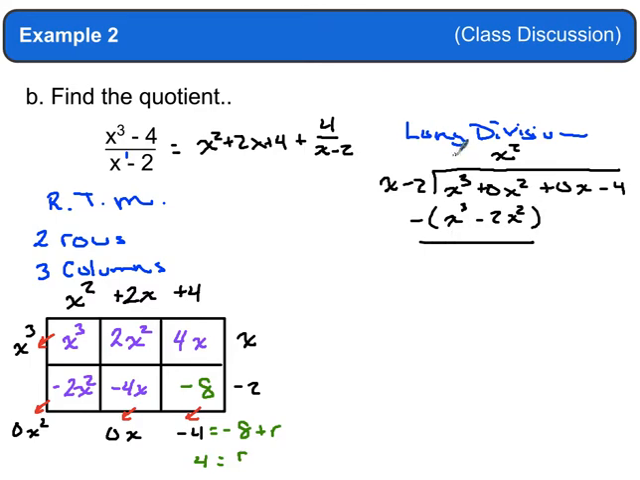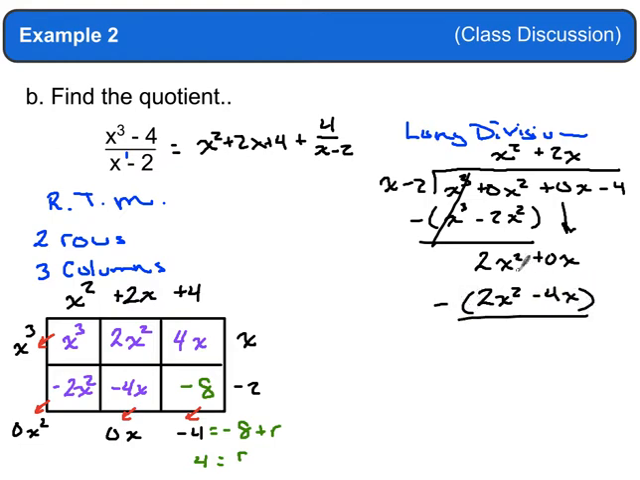This cancels. So 0 minus negative 2. So we get 2x squared. We bring down our 0x. X goes into 2x squared, 2x times. Right? So we get 2x squared minus 4x. Put the parentheses. This cancels. And we get a 4x. We bring down the minus 4.